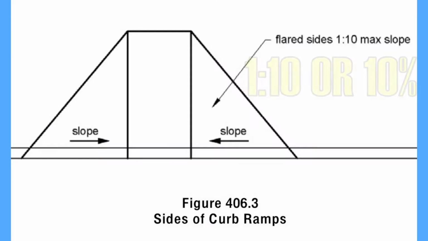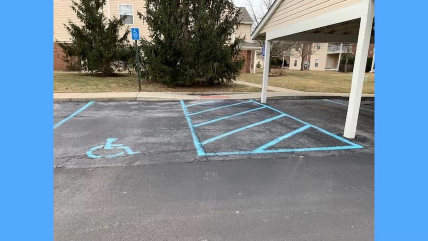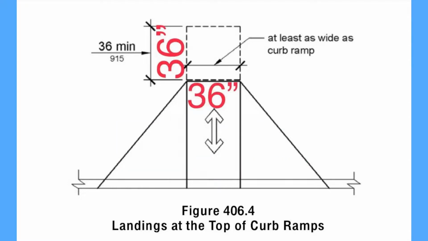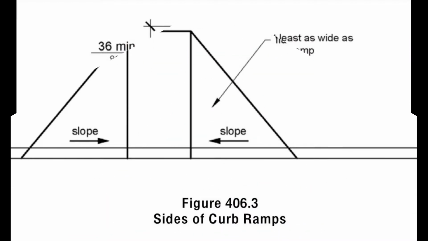The flared sides of a curb ramp shall not exceed 1 in 10 or 10%. The adjacent slope of the gutter or road surface shall not exceed 1 in 20 or 5%. Curb ramps shall be a minimum of 36 inches wide. The landing at the top of the curb ramp shall be 36 inches by 36 inches minimum. The cross slope of the ramp and landing cannot exceed 2% or 1 in 48.